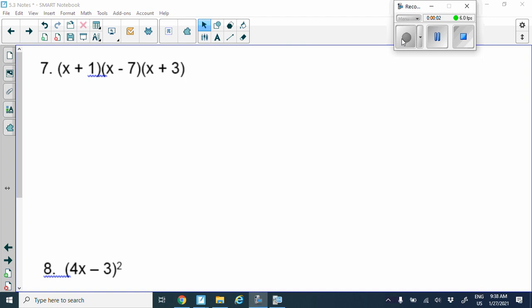Hey guys, so here is part 3 of the 5.3 notes. We're going to continue to multiply polynomials, but these are kind of special types here. So number 7, we have x plus 1 times x minus 7 times x plus 3.